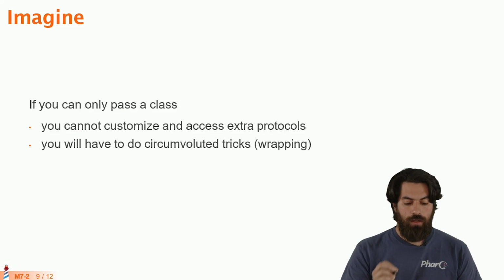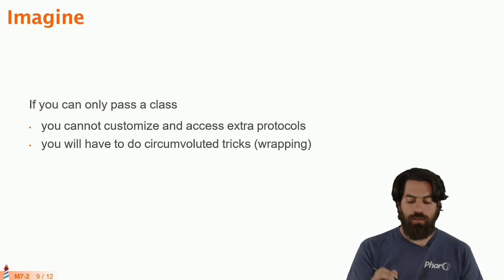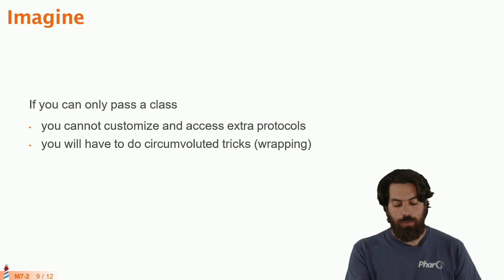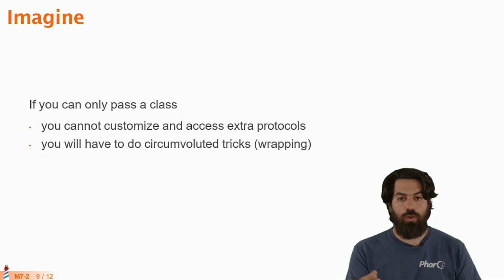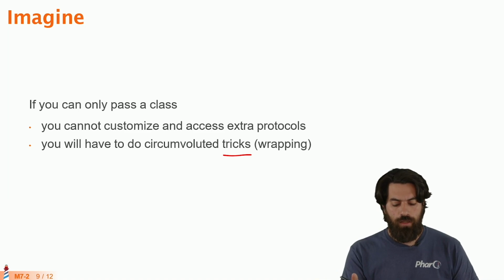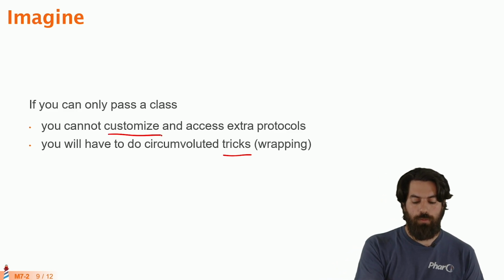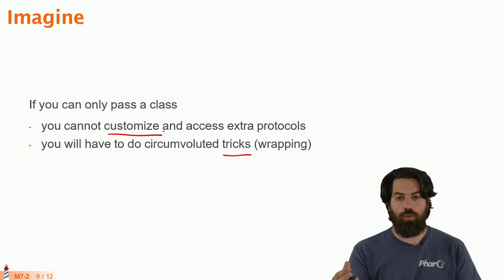Now, if we only keep the original hook and can only pass a class, the problem is that we cannot customize object instantiation. In languages where classes are first-class objects, we can do really strange tricks to do it. Yes, it is possible, but actually the solution at the end is not very nice. So the last solution that I showed you helps you to customize and access different protocols depending on the kind of scope that you want to instantiate.